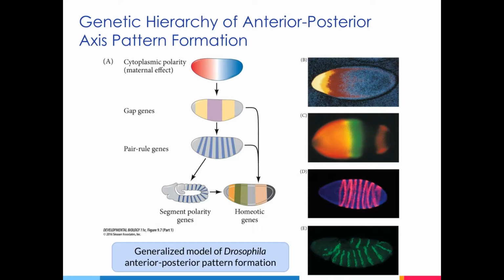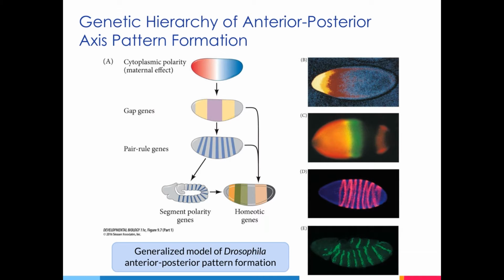The first set of genes to be expressed in the oocyte are known as the maternal effect genes, and they were given this name because they're deposited into the oocyte before fertilization. So these are expressed from maternal mRNAs, and those mRNAs eventually form protein gradients. The maternal effect genes are transcription factors and translation regulators, and they activate the expression of the first set of zygotic genes, which are the gap genes.